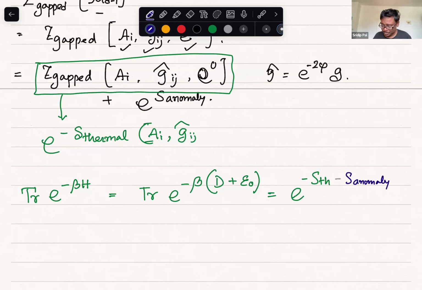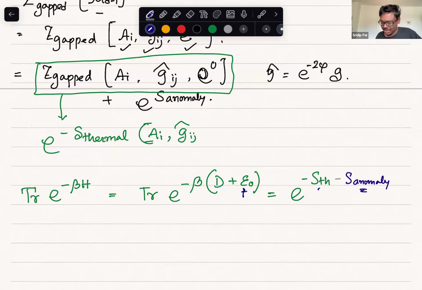Now, the point is S thermal is scheme independent. The scheme dependence only comes in S anomaly and this epsilon 0. And so you have to keep track of that. You have to choose a scheme and figure out the value of epsilon 0 and the value of S anomaly on both sides. But on the other hand, in the beta going to 0 limit, this is very subleading information again. For example, if you just look at the leading piece, this epsilon 0 doesn't really matter.